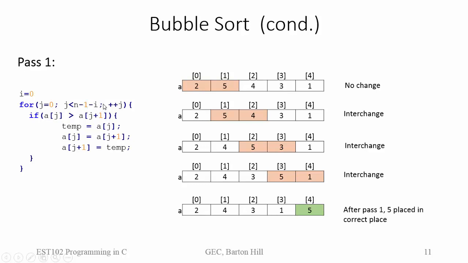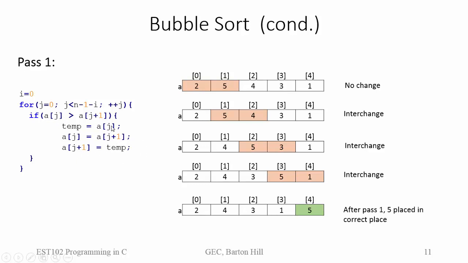Here i equal to 0, so we will see the use of minus i in the next pass. Here we are comparing a of j with a of j plus 1, and if the element at the left hand side is greater than the element at the right hand side, then we swap the elements. This is the code for swapping the elements.